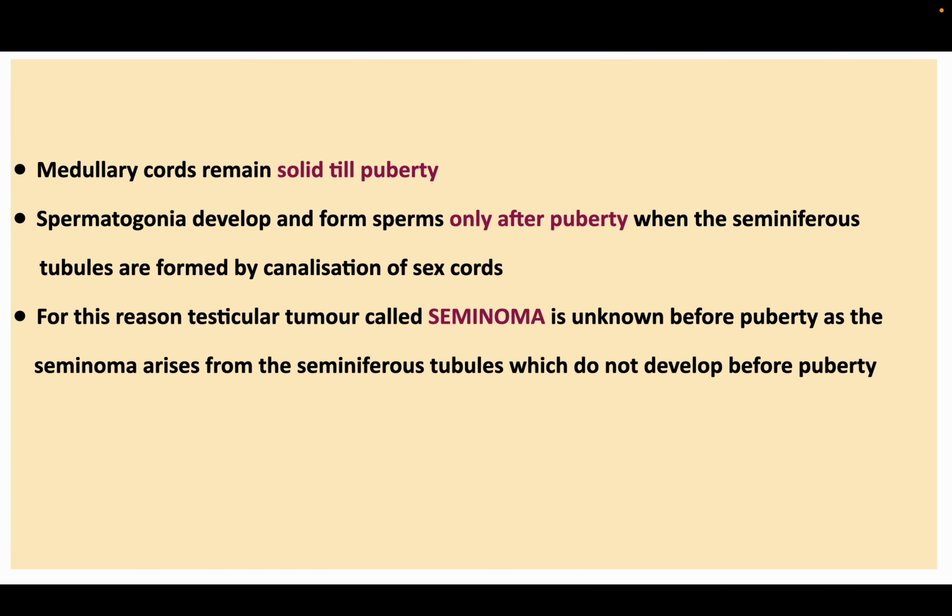Now the medullary cords remain solid till puberty. Spermatogonia develops and forms sperms only after puberty when the seminiferous tubules are formed by canalization of sex cord. Initially we call them sex cords. Later on, the canalization of those sex cords happens because of the degeneration of the central cells. They form the seminiferous tubule. For this reason, the testicular tumor called seminoma is unknown before puberty, as the seminoma arises from the seminiferous tubule, and these seminiferous tubules develop after puberty. So they are not developed before puberty.